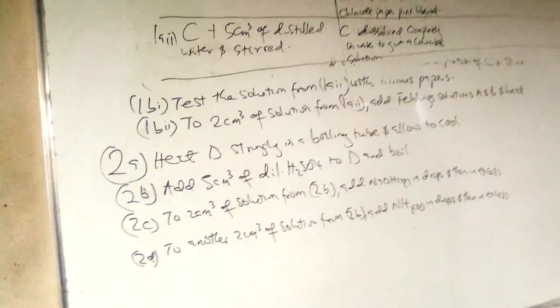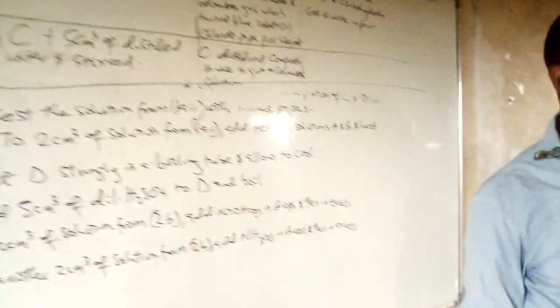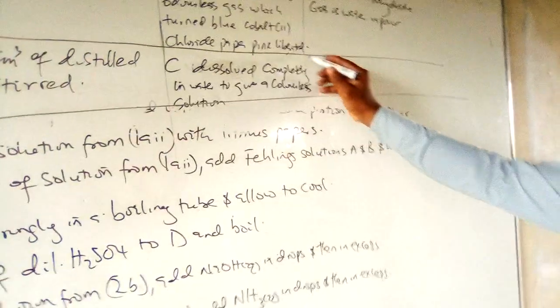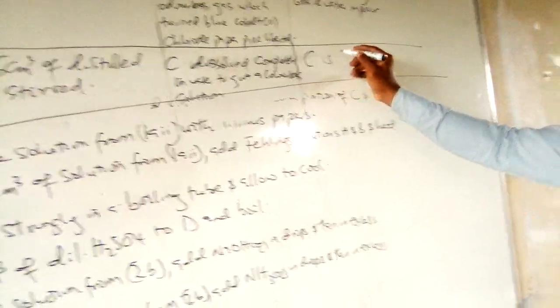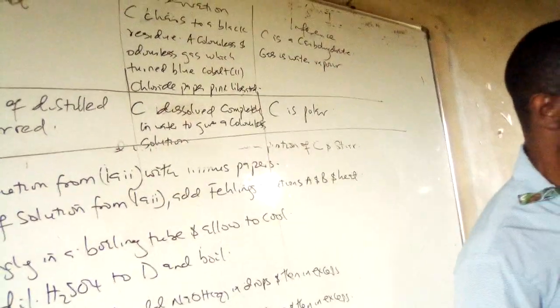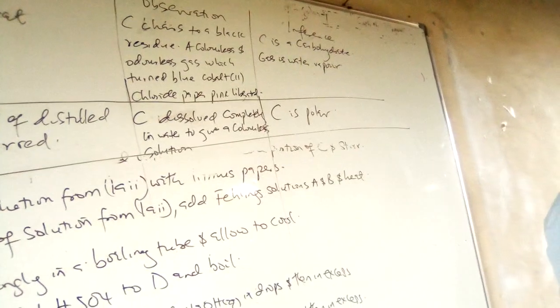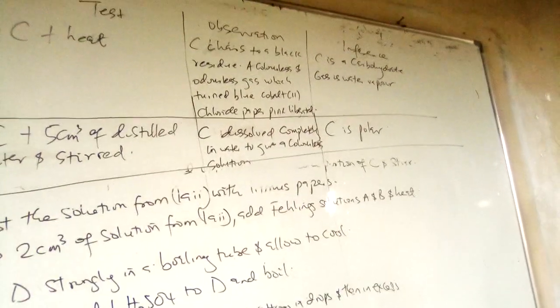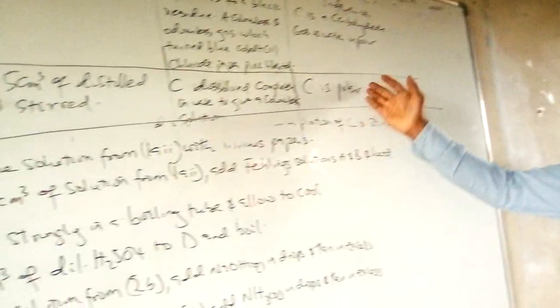So what should be our inference? When C dissolved completely in water, what do we say? C is what? Polar. Are you following? C is polar. So whenever you come by the word, say the compound is polar. You don't have to say that C contains a hydroxy group. No. C is polar. That is okay. That takes care of this problem.